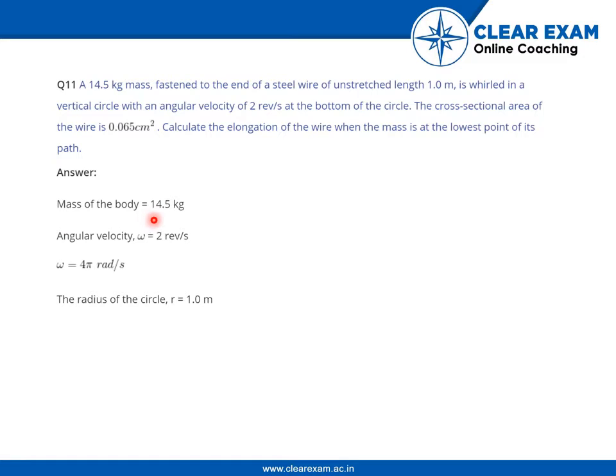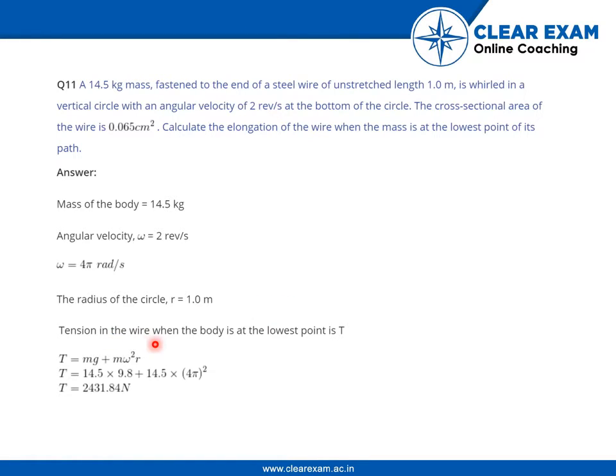Mass of the body is 14.5 kg. Angular velocity omega is 2 revolutions per second, which is 4 pi radian per second. The radius of the circle is 1 meter. Tension in the wire when the body is at the lowest point is capital T. So capital T is mg plus m omega square r.